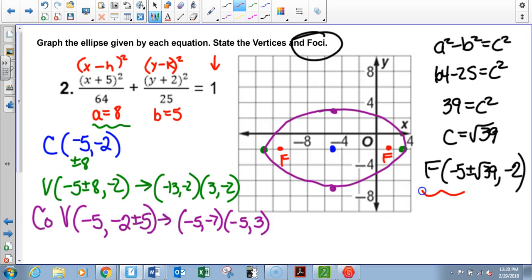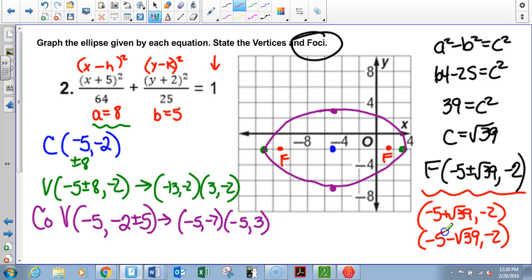And when it's a square root, you can leave it like this. I don't find a lot of value in rewriting square root of 39 comma negative 2 and negative 5 minus square root of 39 negative 2, because it doesn't mean anything to me either way, right? If it's nice numbers, you should rewrite it. Any questions? Anything seem confusing so far?